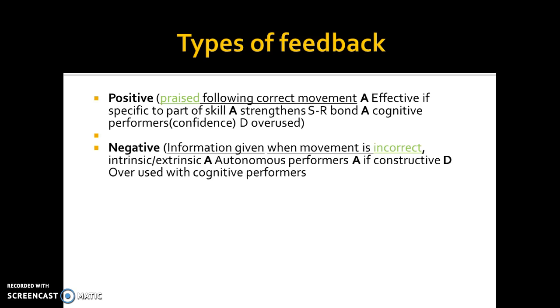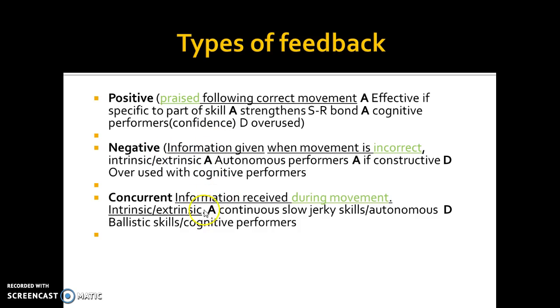The opposite to positive feedback, they work in 2s. Negative feedback, again, prefix, information given when movement is incorrect. Okay, now this can be either intrinsic, so you get the feedback from within, or extrinsic from a coach. It's most effective for autonomous performers, okay, because it allows them to perfect performance. Okay, it's also most effective if it's constructive and it's given in a way where people know the next steps to improve. Disadvantage, if it's overused with cognitive performers, this can be damaging to confidence, okay, especially if it's not structured constructively. Moving on.